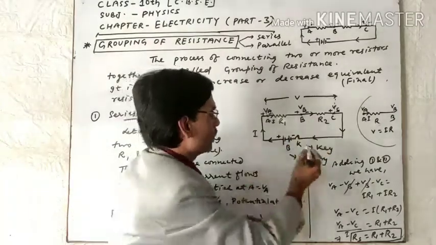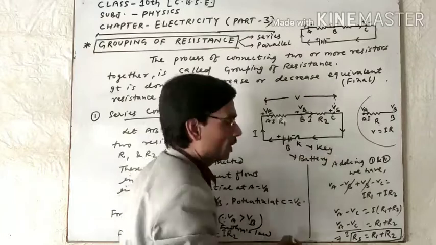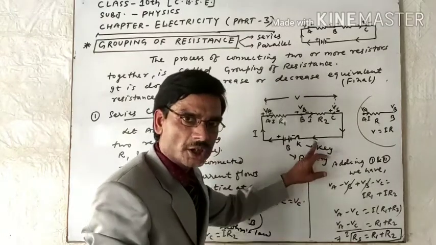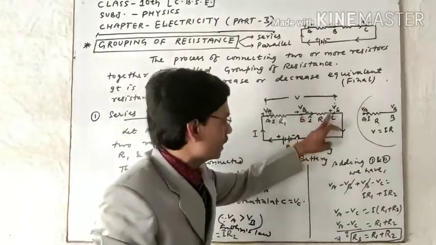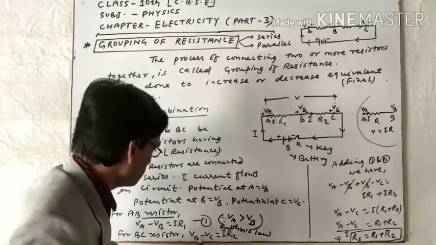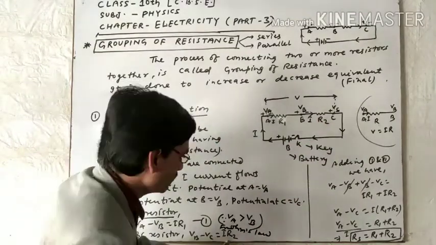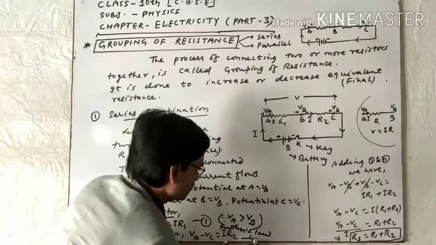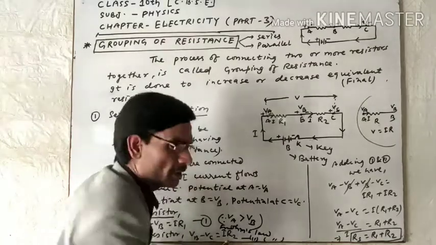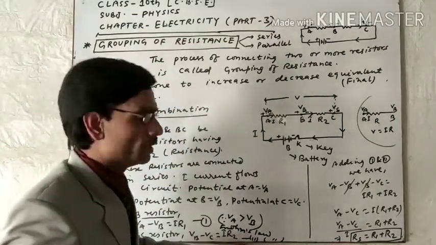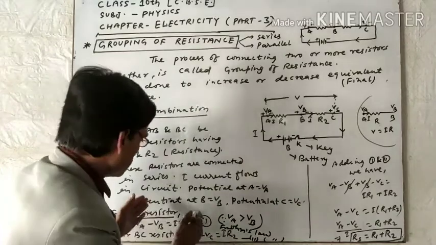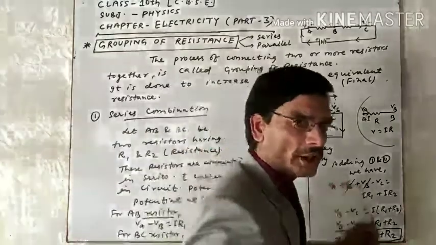Here I current flows, resistance is R2, potential difference will be VB minus VC. VB minus VC equal to IR2. This is equation 2. This is also application of Ohm's law. Now, equation 1 and equation 2 both are added.